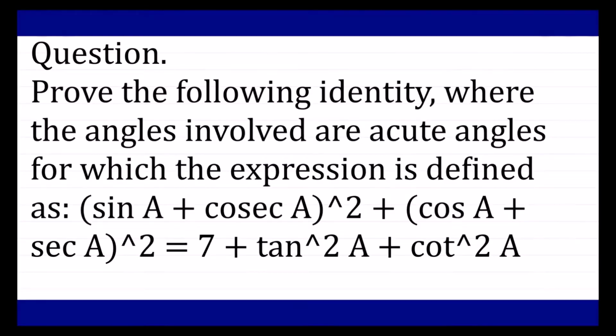The given question is, prove the following identity where the angles involved are acute angles for which the expression is defined. The given expression is (sin A + cosec A) squared plus (cos A + sec A) squared is equal to 7 plus tan square A plus cot square A. This is what is given as a question.